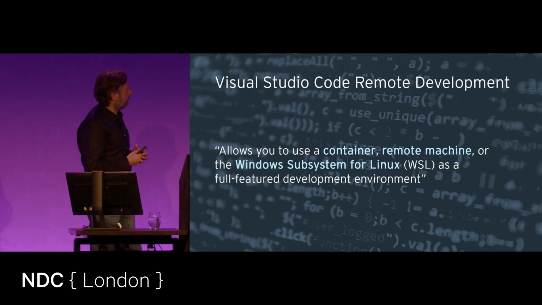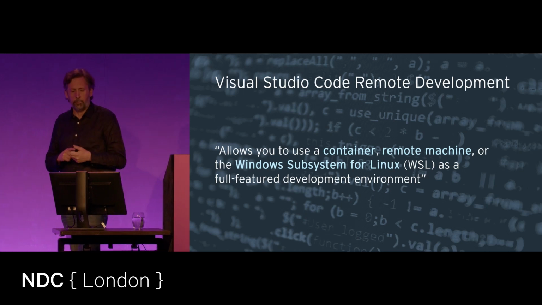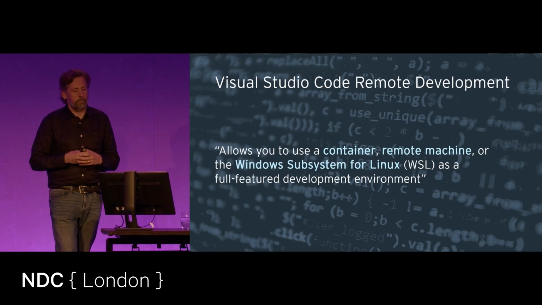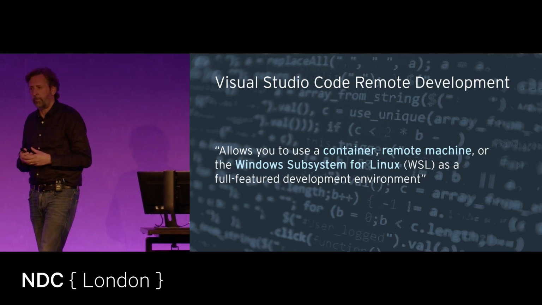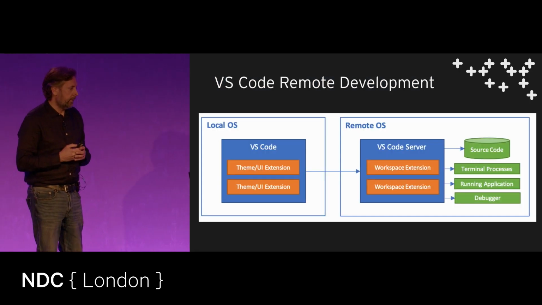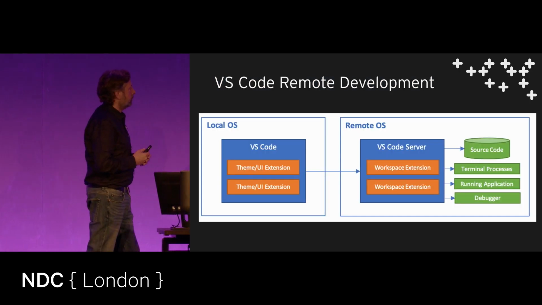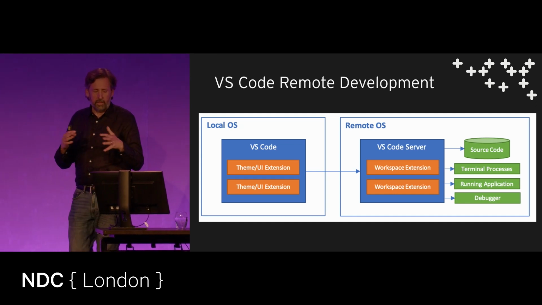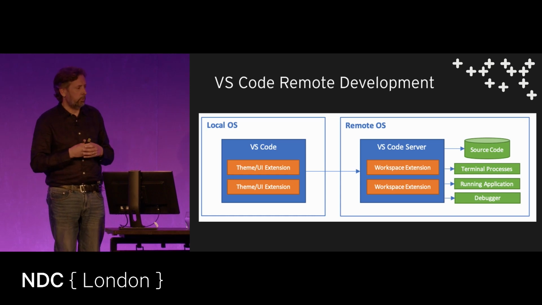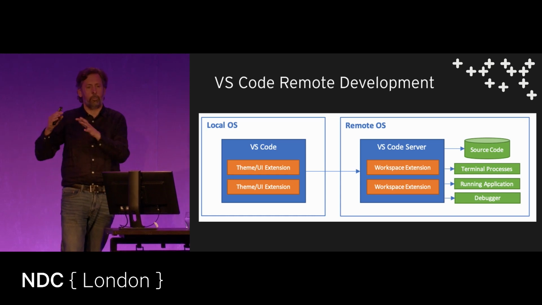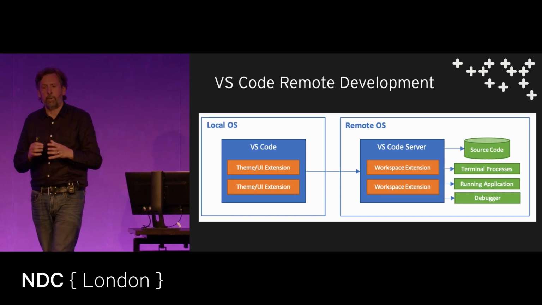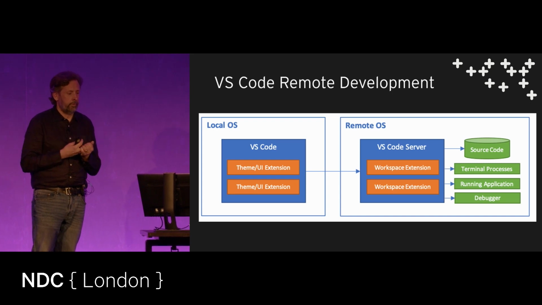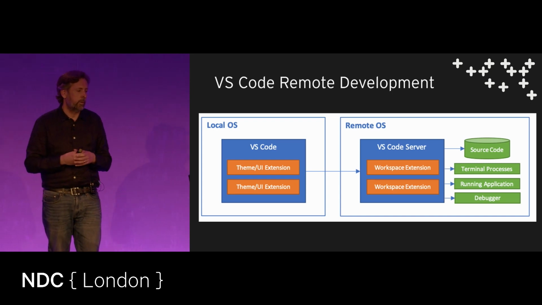So by using VS Code remote development, you can use a container, a remote machine, or Windows Subsystem for Linux as your full-featured development environment. And it looks like this. This is just taken from the documentation. So on your local machine, you have VS Code. And the themes and UI extensions will be running in VS Code on your OS, but everything else will be running inside this remote development. It could be a container or it could be a virtual machine, depending on what you select there. But let's just go with the container scenario.